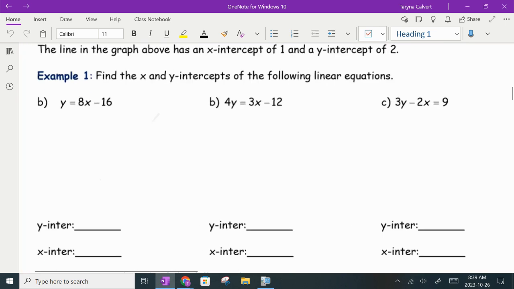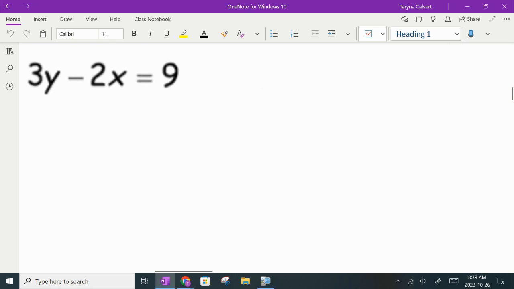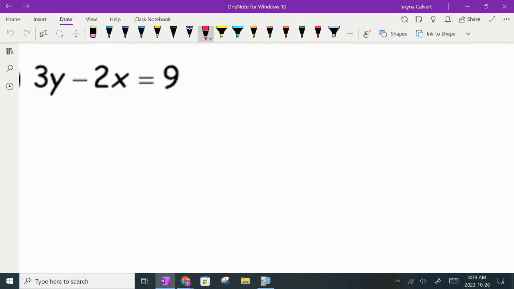All right, so if I have, I'm not going to start with that one. I'm going to actually start with this one. Okay. So if you have this equation right here and I want to find the x-intercept, it doesn't matter which one we do first. Okay, if I want to find the x-intercept, we're going to let y equal 0.